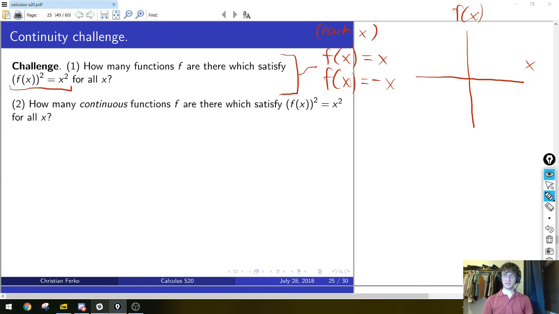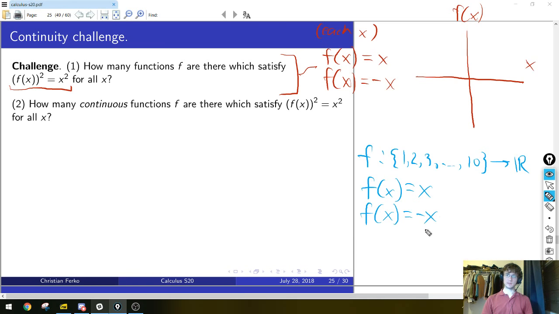Okay, let me ask a different question. What if it weren't a function on the real numbers? What if it's just a function on the integers from 1 to 10? 1, 2, 3, up to 10. 10 points into the reals. And I tell you the same two choices are the only possibilities for each point, either f of x equals x or f of x equals minus x. How many functions are there that satisfy these properties, just on these 10 points? Is there 10? No, or more than perhaps that. 20?